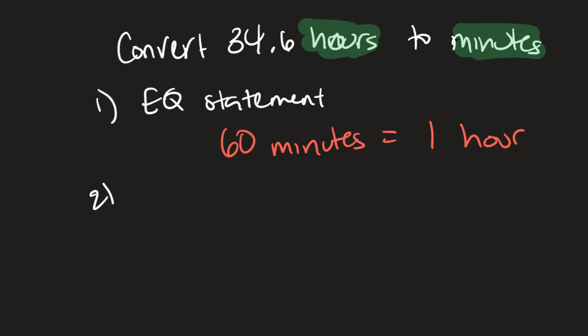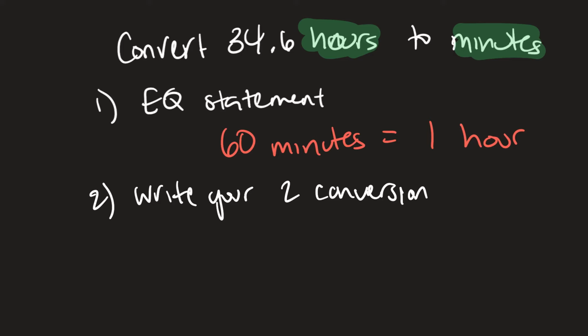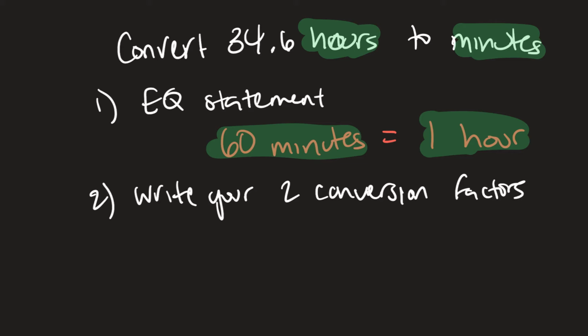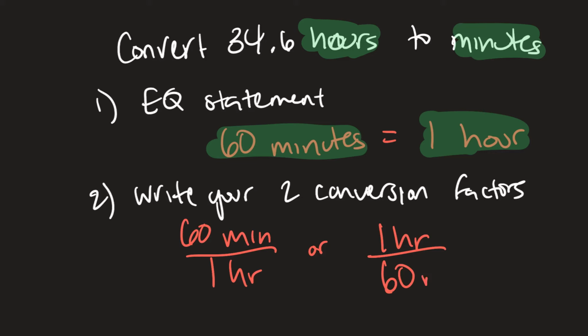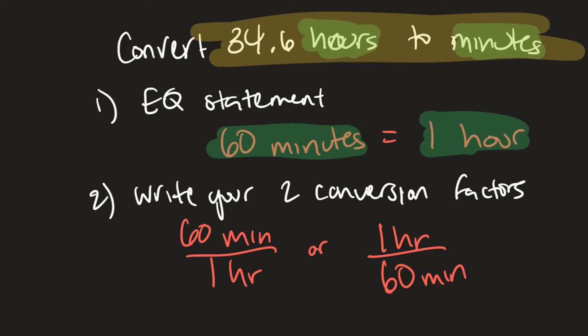Now the second thing you want to do is write your 2 possible conversion factors. So what are the 2 possible conversion factors that we have? As I said before, you simply make one the numerator and the other the denominator, and then you flip-flop for the second conversion factor. In this case, you could have either 60 minutes over 1 hour, or 1 hour over 60 minutes. These are our 2 conversion factors. Which one do we use? It depends on the question. So we have to go back and look at this question here, and it's going to help us determine which of these conversion factors we use.